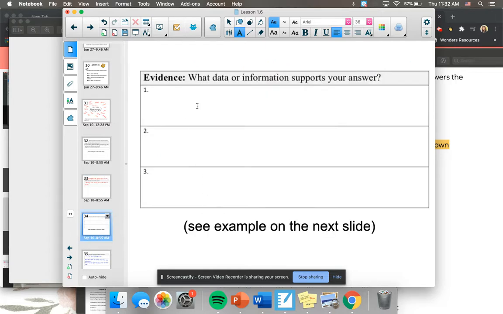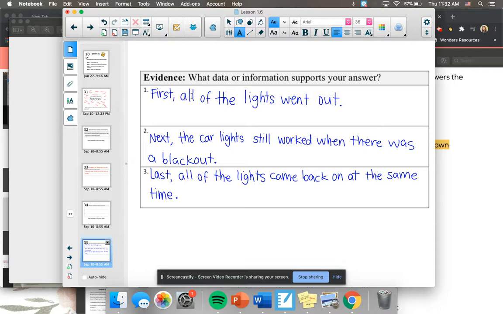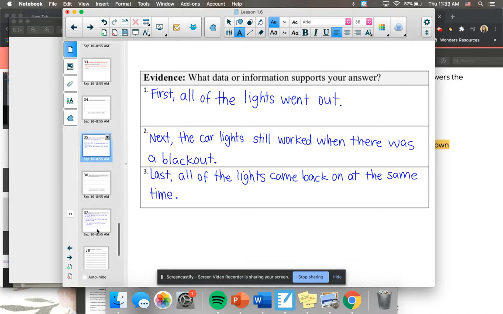So then the evidence part of it, I like to come up and just list 3 pieces of evidence. What are 3 things that you noticed or learned that tells you something went wrong with the electrical system? So they had said, first, all of the lights went out. Then next, the car lights still worked when there was a blackout. Last, all of the lights came back on at the same time. I always encourage them to use transition words here: first of all, secondly, last, most importantly, and so on. So just listing the evidence, we don't need to explain it yet. This just helps them get their ideas out on paper, and now they can take it a step further.